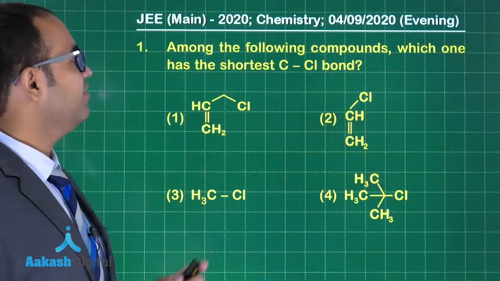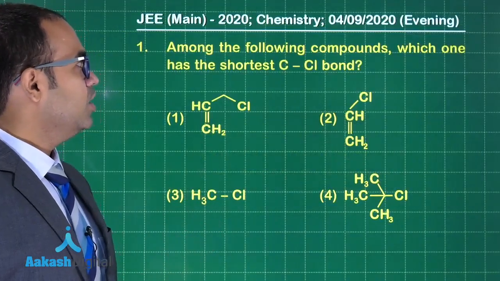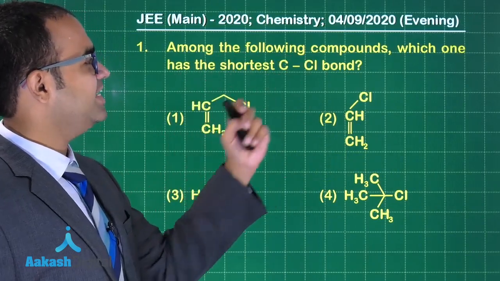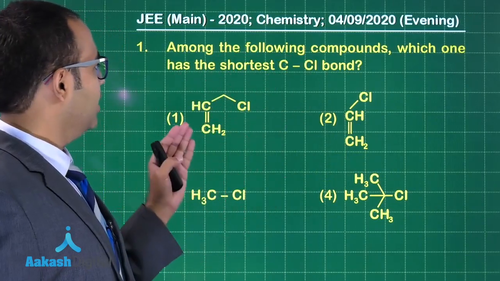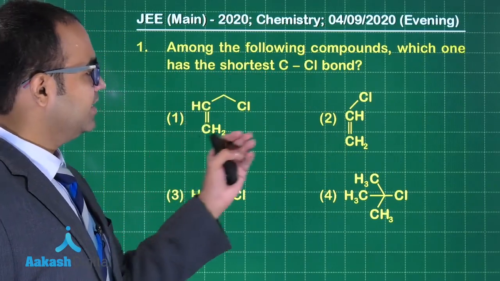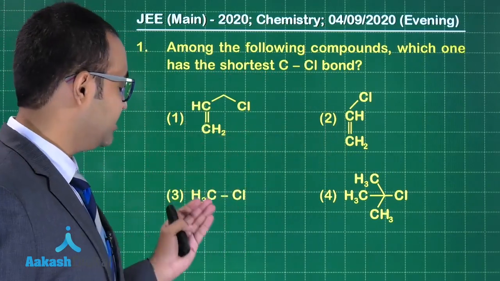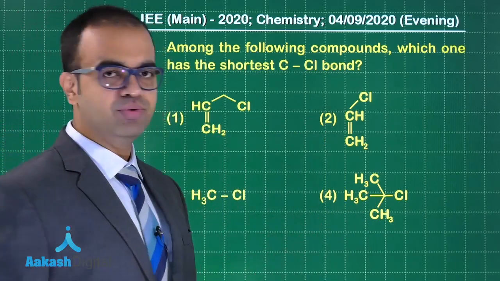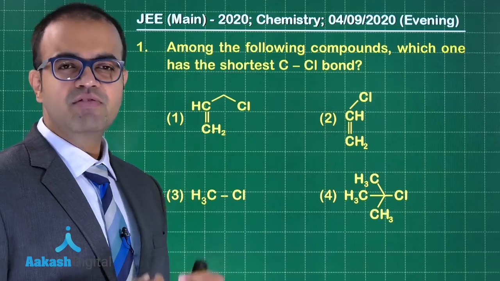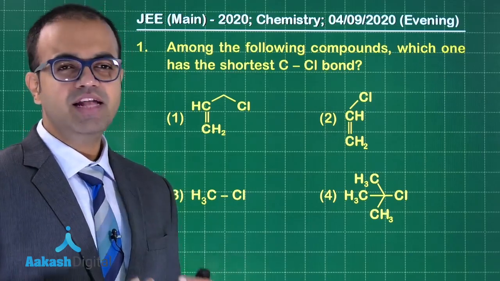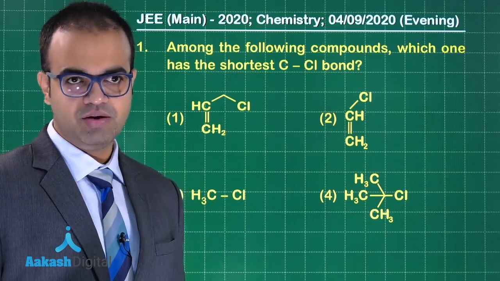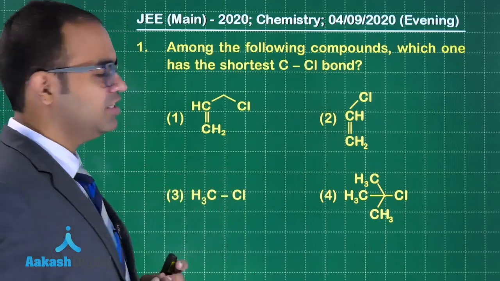Let us start with the first question. Amongst the following compounds, which one has the shortest C-Cl bond? Here we have allyl chloride, this is vinyl chloride, this is methyl chloride, and this is tertiary butyl chloride. Now what we should look at is in which option resonance is possible. If not, then we'll look at the hybridization. So in which option is resonance possible, guys?